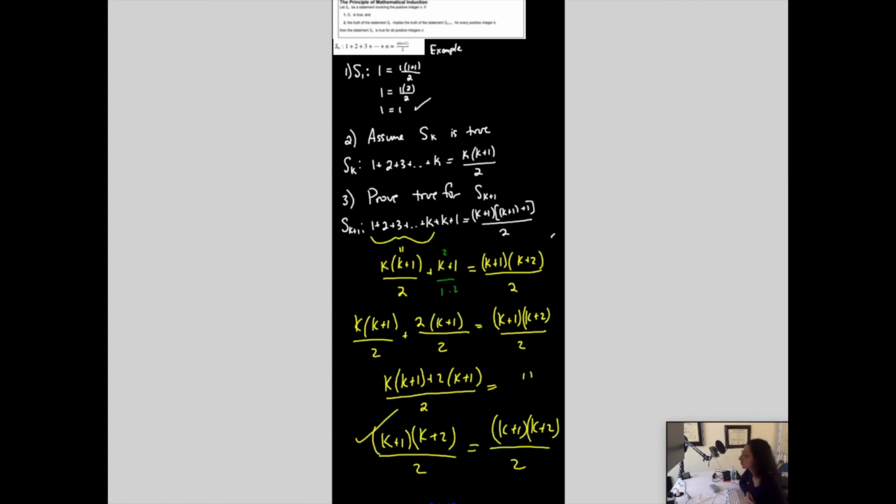Obviously, I need to do some more improvements. So this is called mathematical induction. Let me find another example.